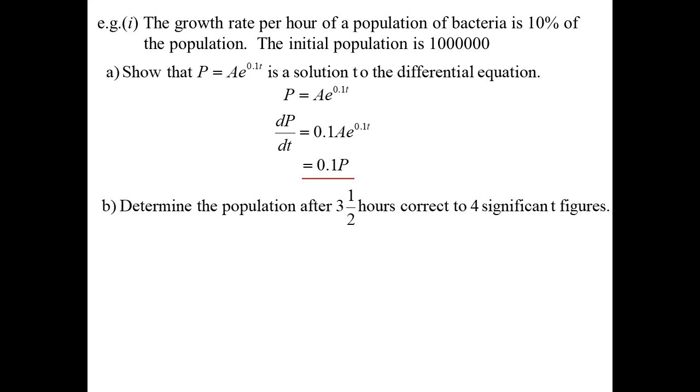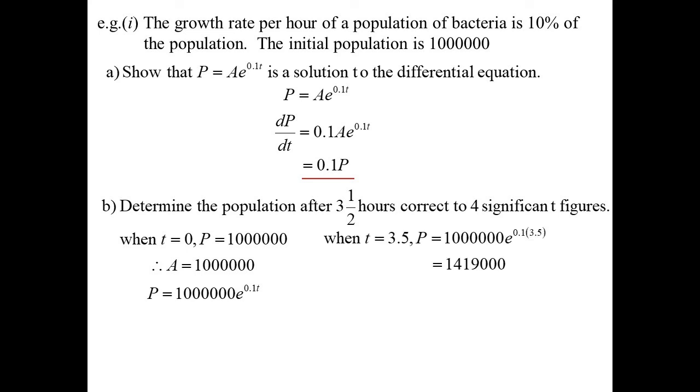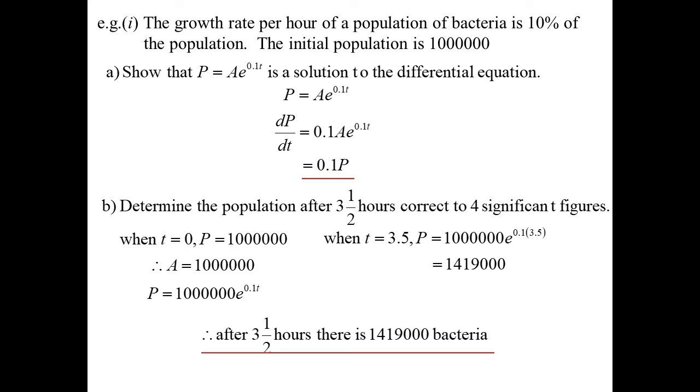Determine the population after 3.5 hours. So how much has this grown? We've got to work out, first of all, what the equation actually is, because at this stage we have Ae^(0.1t). That's fairly simple because A, remember, was the initial population. But if you didn't spot that, you could say, well, I know that when t equals 0, P is 1 million. Therefore, A has got to be 1 million. So P is 1 million e^(0.1t). Now, we want to know after 3.5 hours. So we simply substitute 3.5 into our equation, and we get 1,419,000. So that's what we've got after 3.5 hours.